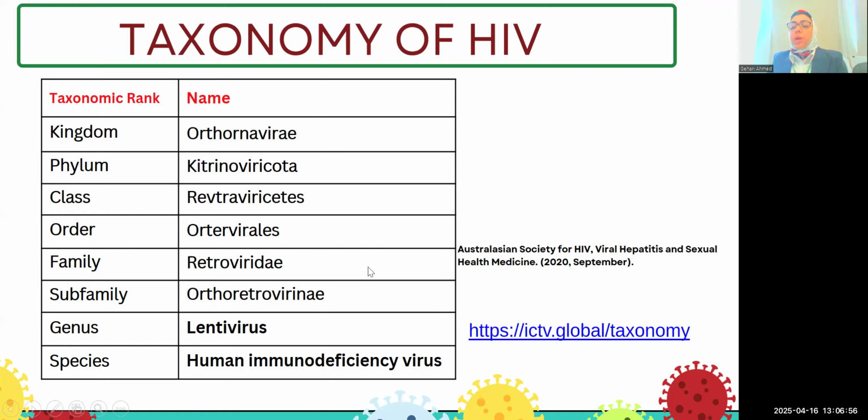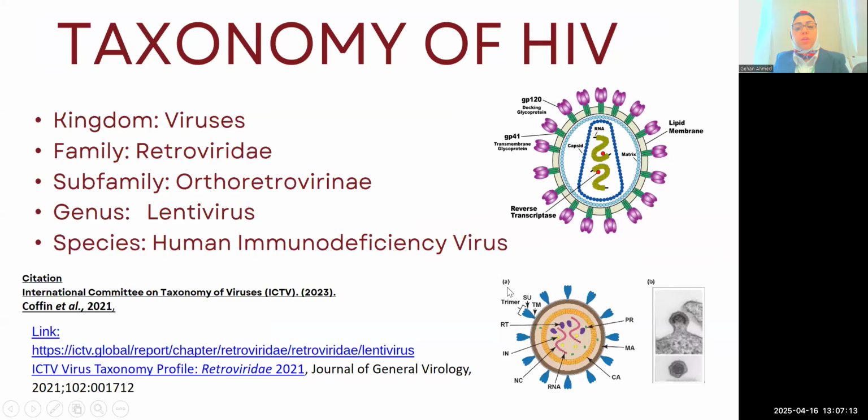The classification and understanding of this taxonomy help us place the virus in context with other similar viruses. If we press the link, we can find the taxonomy of HIV: kingdom virus, family Retroviridae, subfamily Orthoretrovirinae, genus lentivirus, species human immunodeficiency virus.